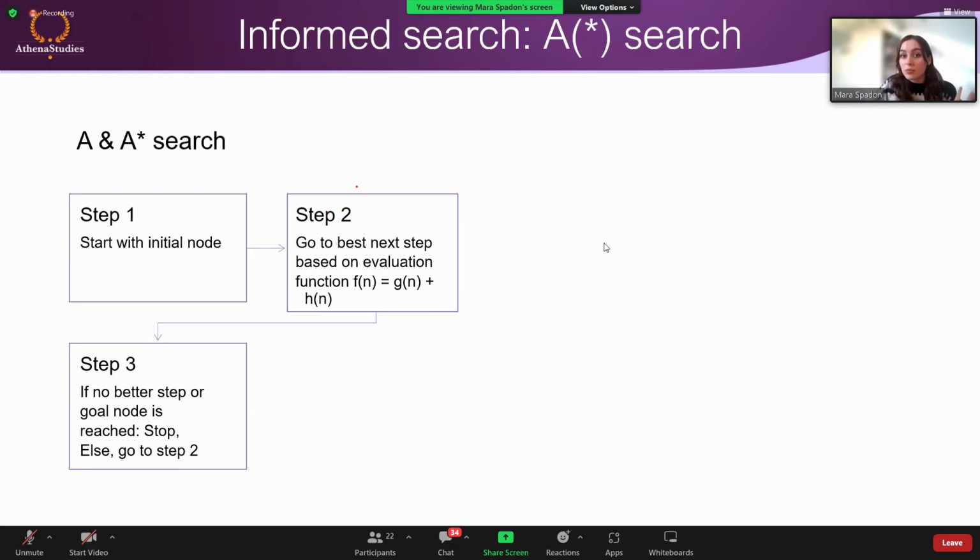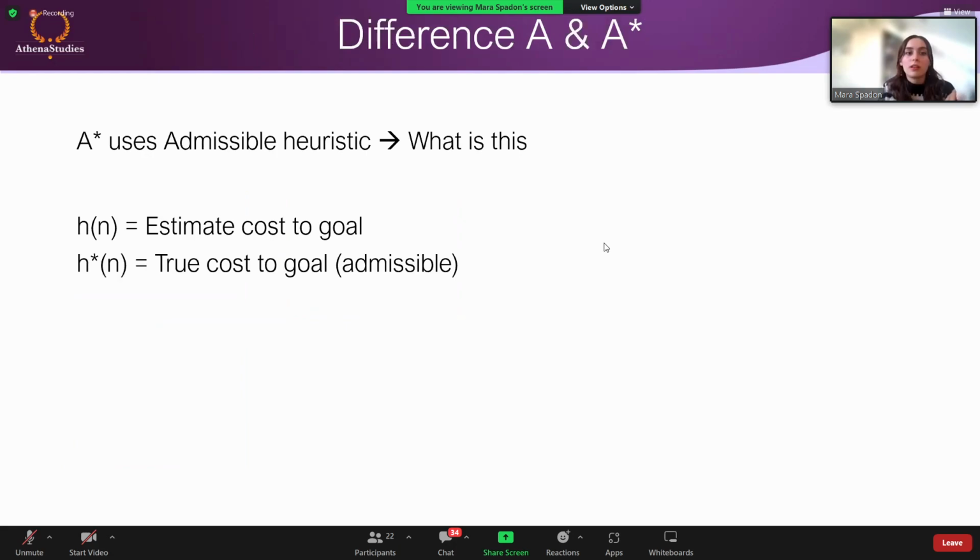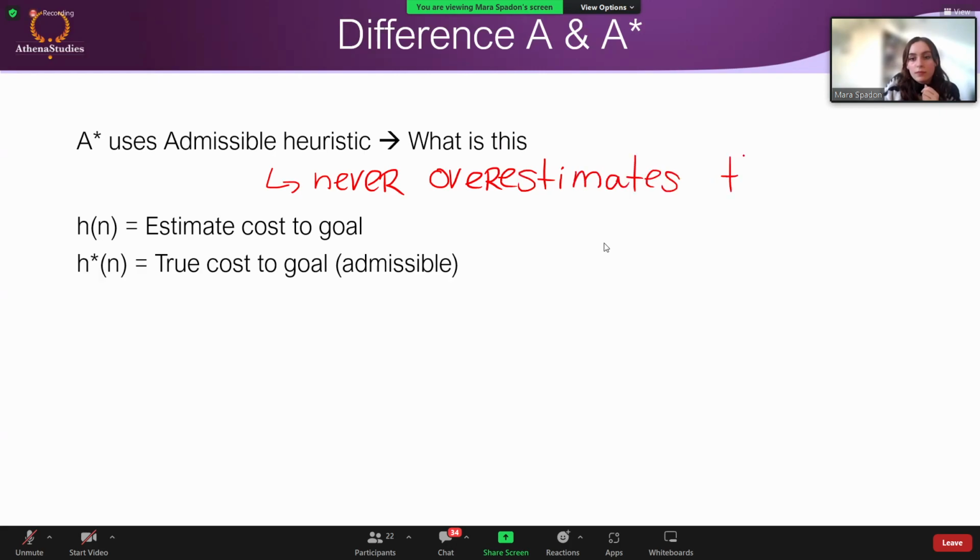So what is the difference between A and A star? A star uses an admissible heuristic. So what is admissible? The heuristic is admissible if it never overestimates the cost to reach a goal. This is very important.